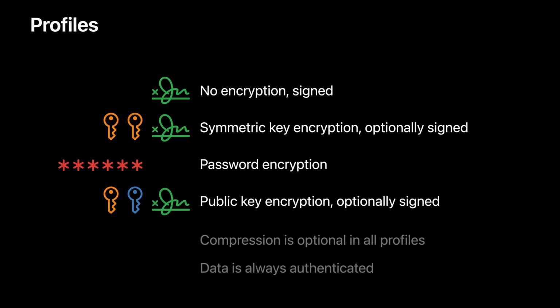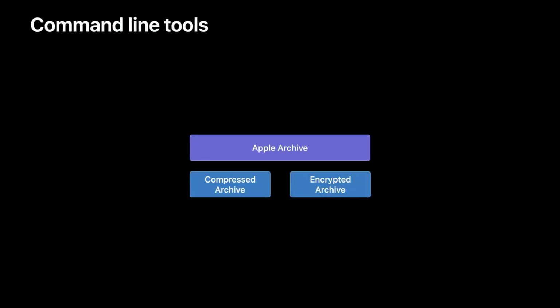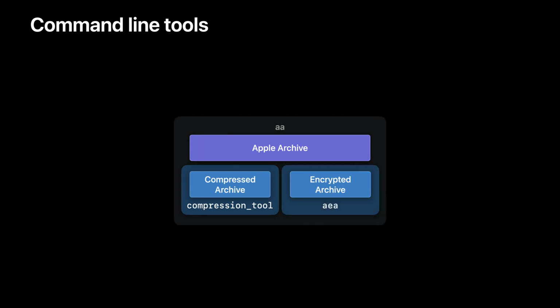To work with these formats, we provide a number of command line tools. For working with the compressed archive portion of the format, there is the compression tool. And for the encrypted archive, there is AEA. The AA tool handles the entire container.